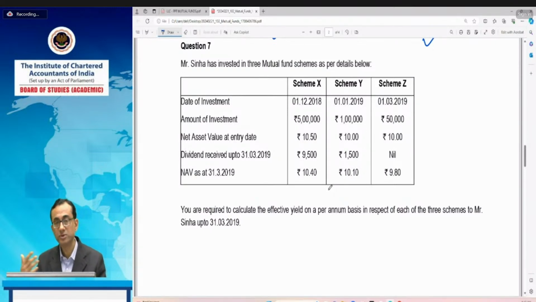Now, before going to effective yield, what is yield? Yield is actually the return which the investor will be getting. So, what will be the return which the investor will be getting? First of all, it will be the closing NAV minus opening NAV, as we have seen in our earlier questions, and the dividend also. So it will be the difference between closing and opening NAV plus dividend. This will be the total yield.